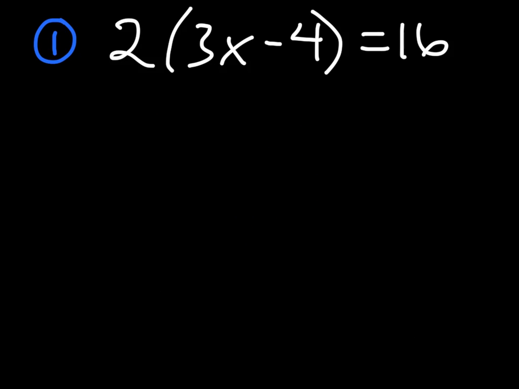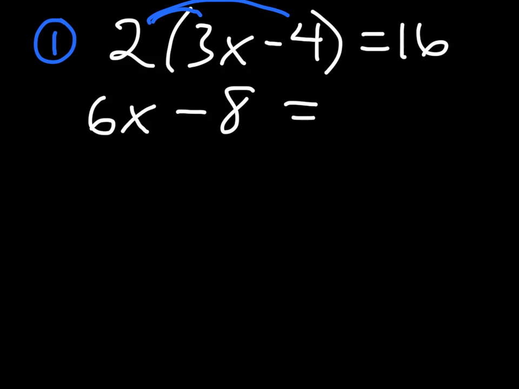Alright, if we look at number 1, we have 2 times the quantity 3x minus 4 equals 16. We see we have to use our distributive property here to distribute our 2. So when we distribute in our 2, we are going to have 2 times 3x, which is 6x, and 2 times negative 4, which is negative 8, equaling 16. Now we can see that we have 6x minus 8 equals 16.